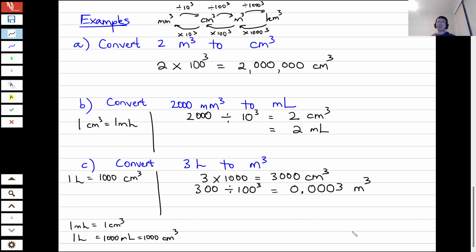All right, so that's some basic work converting different units of volume. In the next few videos, we will start finding the surface area and volume of different shapes, such as prisms, pyramids, cones, and spheres. And that will take us to the end of the chapter. See you then.